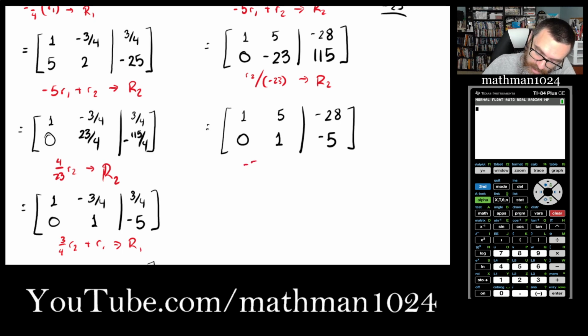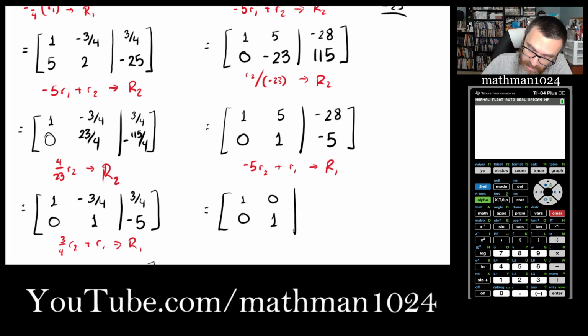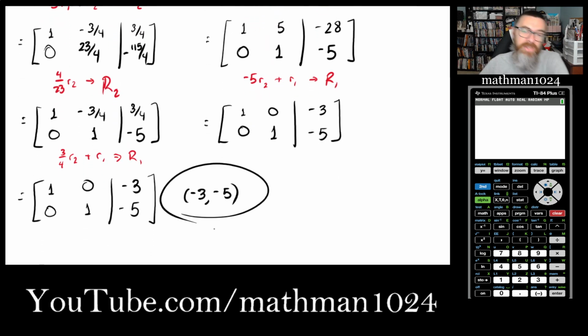And then we can do negative 5 times row 1. Not row 1. Getting these guys backwards. Negative 5 times row 2. Add that to row 1, and then replace row 1 with that. All right, so we'll have, excuse me, 1, 0, 0, 1. Negative 5 times negative 5 is positive 25. Minus 28 gives me negative 3. And you'll see that's the same answer that I had.